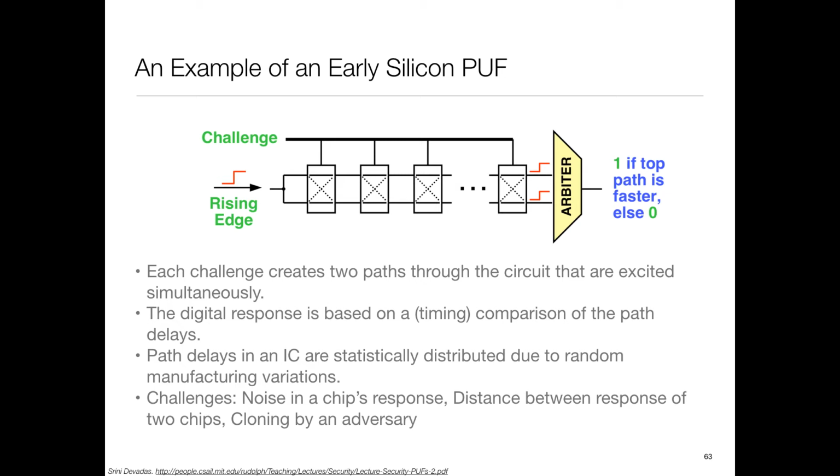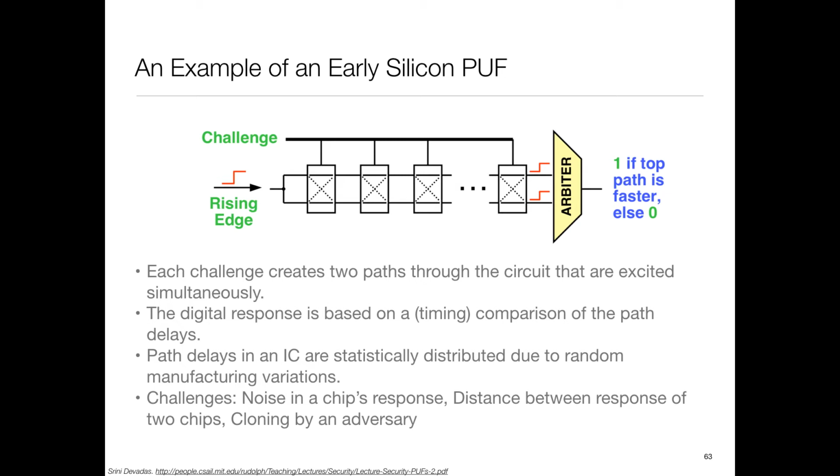And then I use an arbiter circuit. What does an arbiter circuit do? It basically declares a winner. All this arbiter is doing is saying that if the top edge comes first, maybe I'll output 1. If the bottom edge comes first, then I'll output 0.